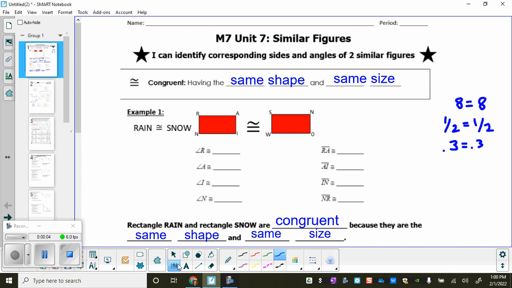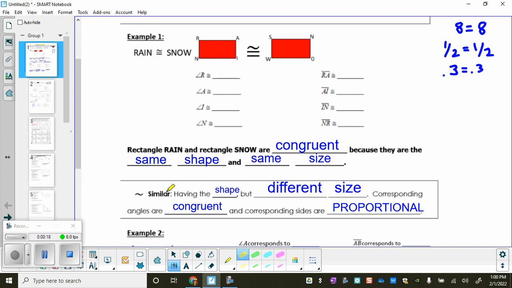Hi, welcome to the intro video for our new unit, which is Unit 7 on similar figures. And in today's intro video, we're basically going to be covering just a couple of new vocabulary words. We're going to start first with talking about congruent, and then eventually we move on down here to similar.